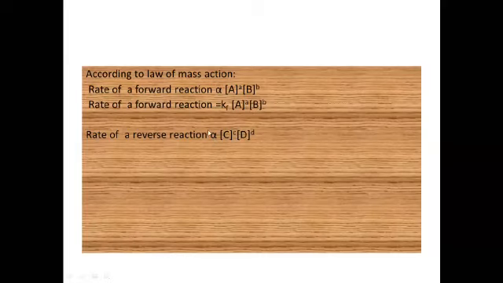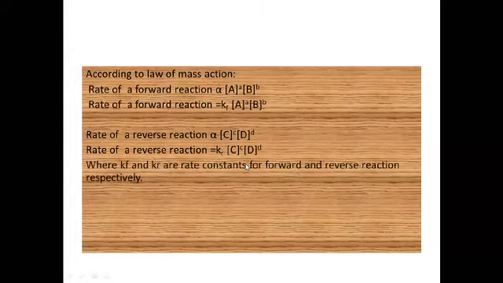To remove the proportionality sign, we will use a constant, the activity constant of the reverse reaction, that is Kr. That is, the rate of the reverse reaction is equal to Kr and the product of the concentrations of the products, where Kf and Kr are rate constants for the forward and reverse reaction respectively. They are called rate constants.